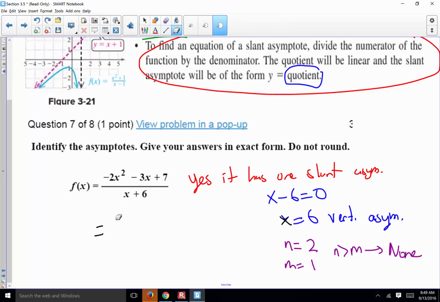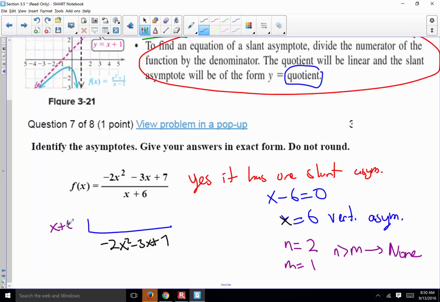Again, you can perfectly do long division and put minus 2x squared minus 3x plus 7 here, and x plus 6 here. This part goes here, right? And then you can do long division, but I don't want to consume time. Can I do synthetic division? Yes, because this is linear. It's first degree and then just add a number. We can do synthetic one. So let's do synthetic.